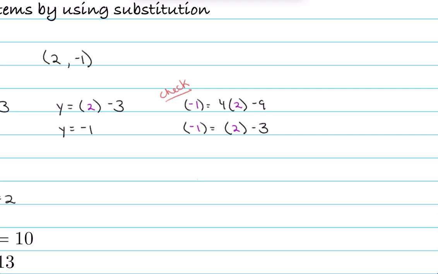Okay, so I get negative 1 equals, this is 4 times 2, which is 8, minus 9, which is negative 1. Negative 1 equals negative 1, so I know I got that one right. But we have to check the other one as well. So when we check the other one, we get negative 1 equals, and then 2 minus 3 is also negative 1. So it worked in both instances. So that means that 2, negative 1 is a solution.